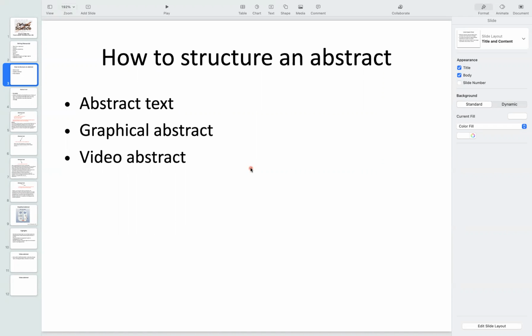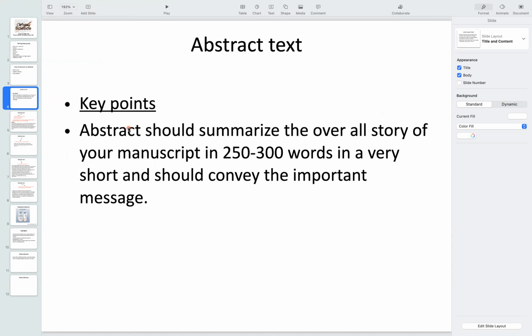There are three kinds of abstract people use. One is written, which is called the abstract text. Then you have the graphical abstract. Mostly the self-paced papers follow the graphical abstract or video abstract. I'll go one by one. So let us talk about how to write the abstract and the key points to keep in mind while writing it.